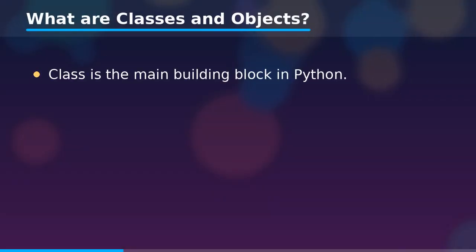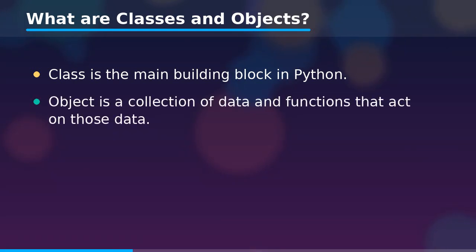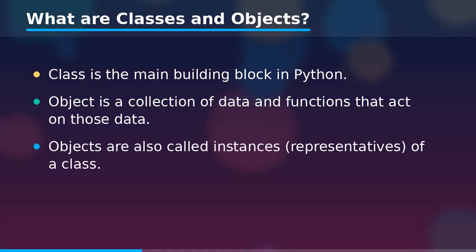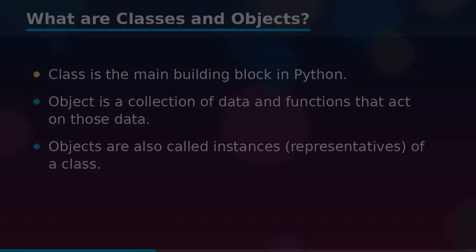So what exactly are classes and objects? A class is the main building block in Python. An object is a collection of data and functions that act on those data. Objects are also called instances, that is, representatives of a class.